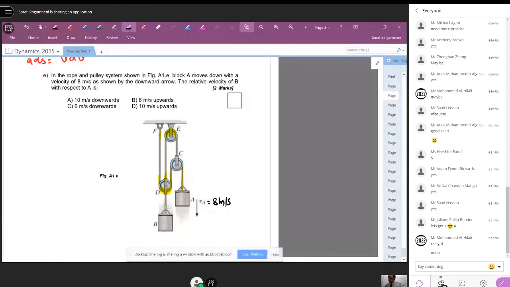For that, how many ropes? As you can see here, let me erase this. This is one rope. And then this is the other rope. You call this as rope 2, this as rope 1.